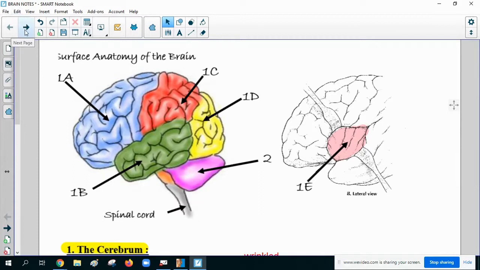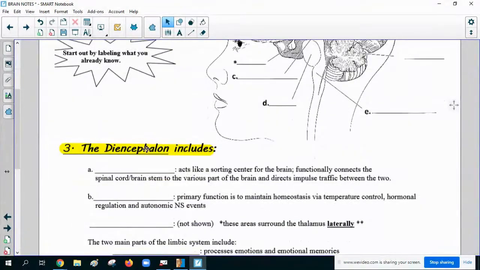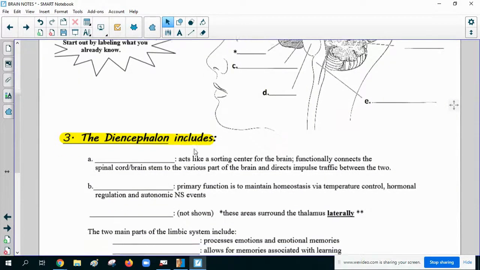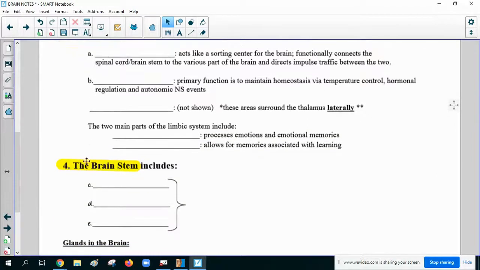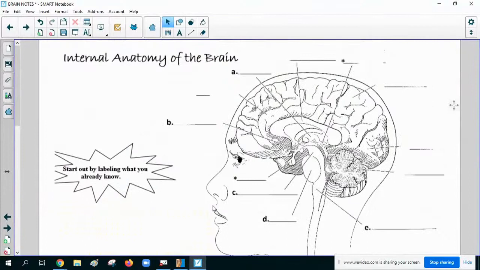And now we're moving to the internal brain, including the part of the brain called the diencephalon. So this is not something you can see from the surface. And then the brain stem, which will turn into the spinal cord. So we're going to start out by labeling what we already know. And all of those parts are the ones without any markings on them, all the lines without any markings.